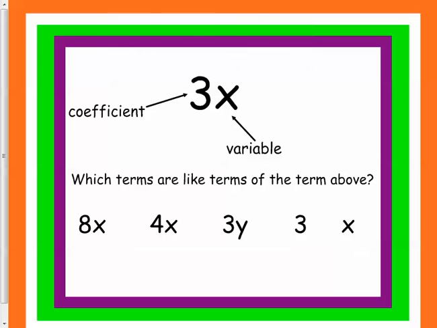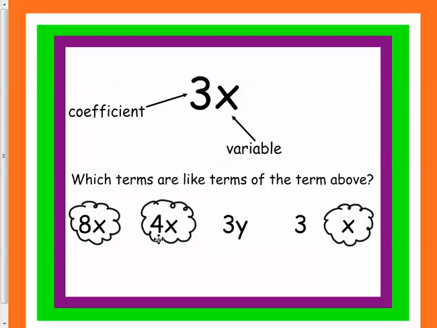Okay, so if we look at these, which of the terms are like terms of the one above? Remembering they have to have the same variable, so everything has to have an x, but the number in front of the variable doesn't necessarily matter. When I say these, I say 8x, 4x, and 1x or just x. These all have the variable x.